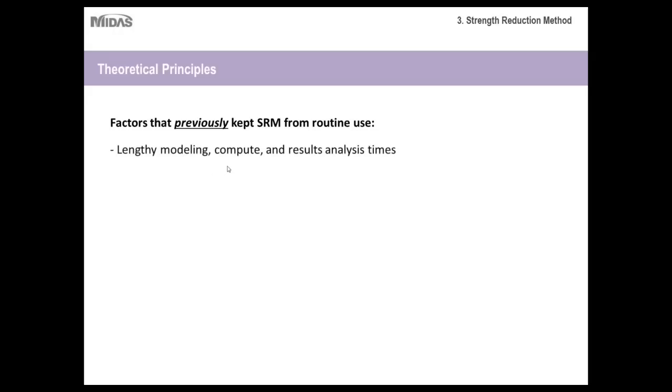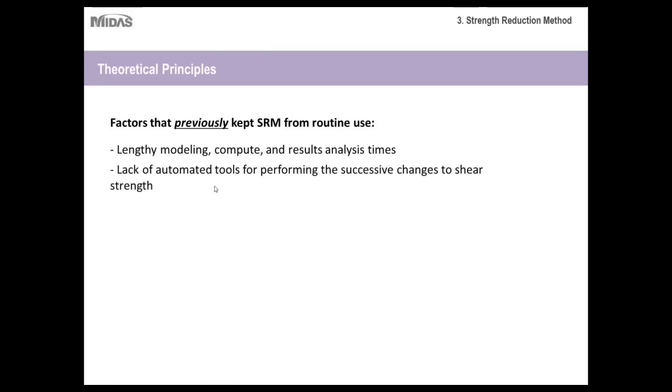Okay, so lengthy modeling, computation, and results analysis times. To do the strength reduction method by hand would have been an extremely lengthy process. If you're only calculating your factor of safety, then the limited equilibrium method would have been much easier to do by hand, although that in and of itself was a lengthy process as well. But because of numerical modeling programs that have been developed, these modeling times and result analysis times have been greatly expedited. And then the lack of automated tools for performing the successive changes to shear strength.